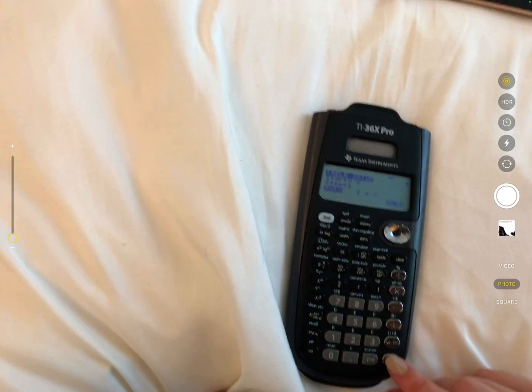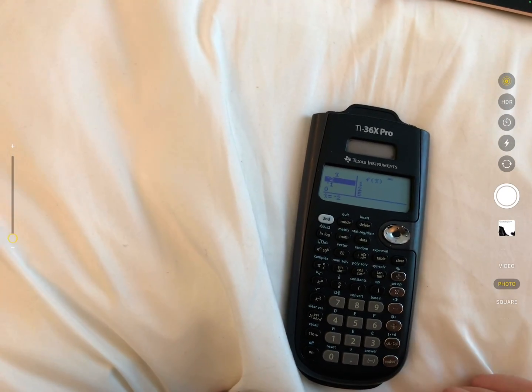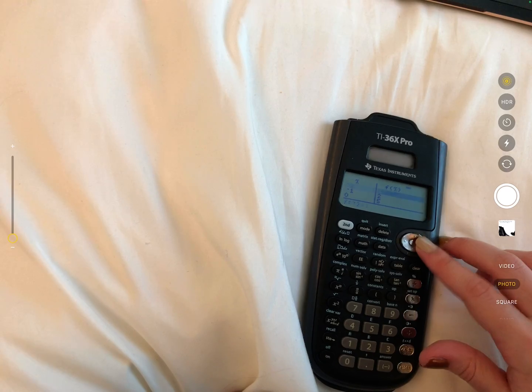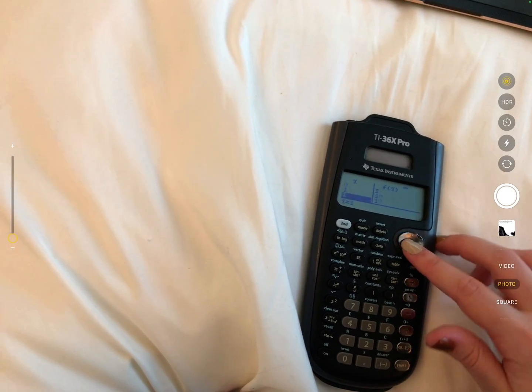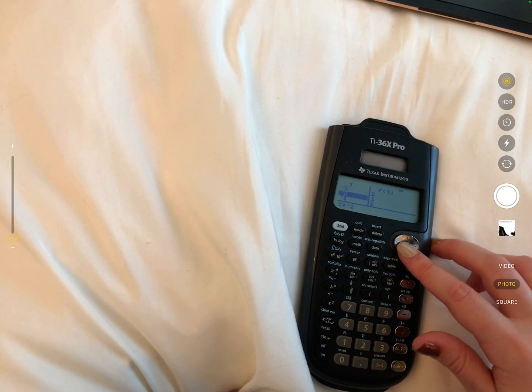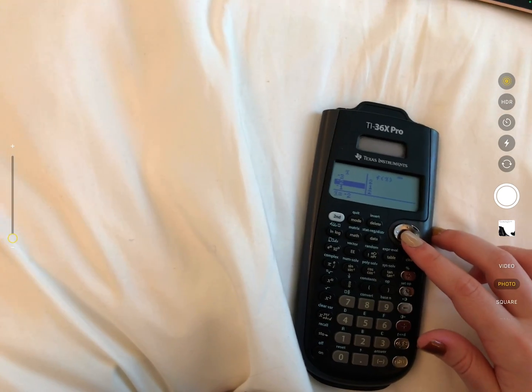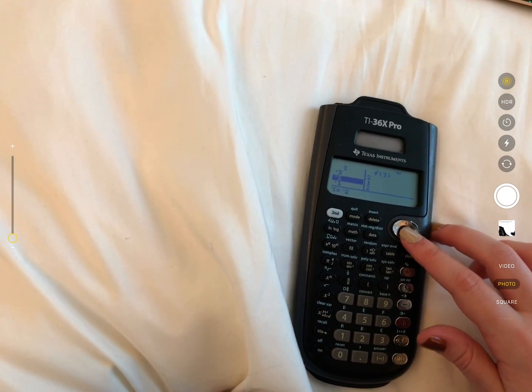So then you're going to just hit enter until you get to the calc button. So I just hit enter 3 times. Hit calc, and then what this is right here, this is your vertex. And then this gives you 2 points, and then this table gives you all the points of the quadratic.